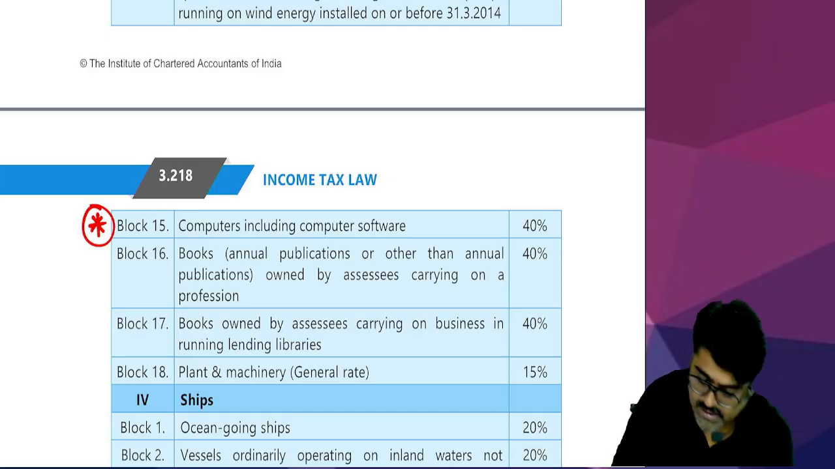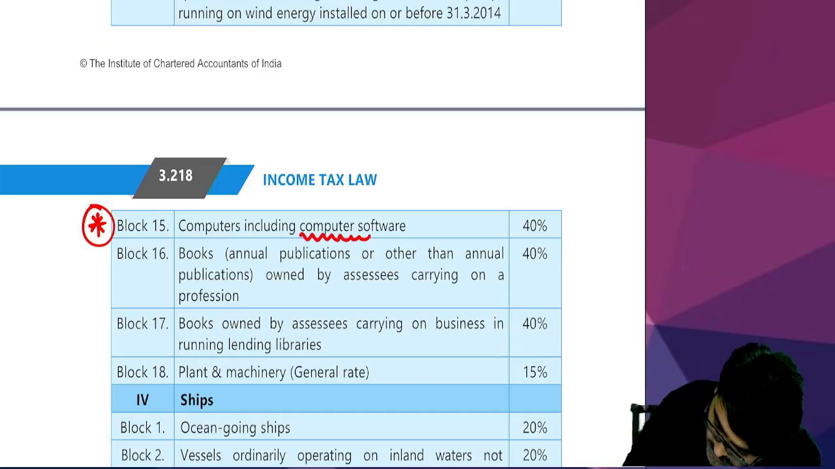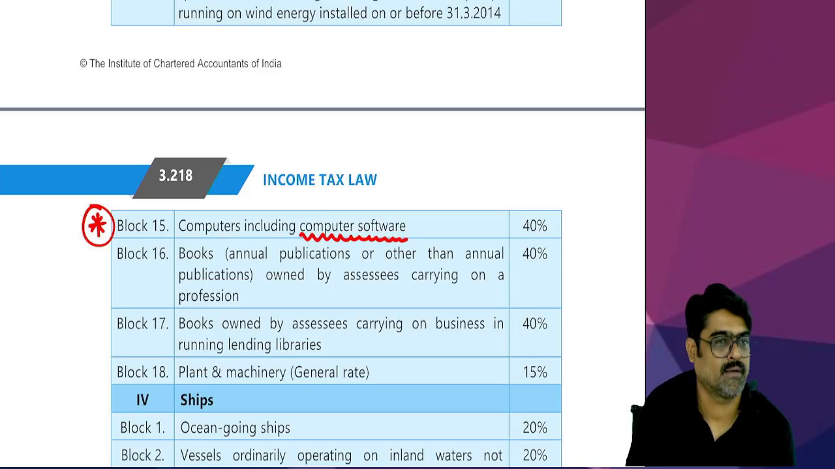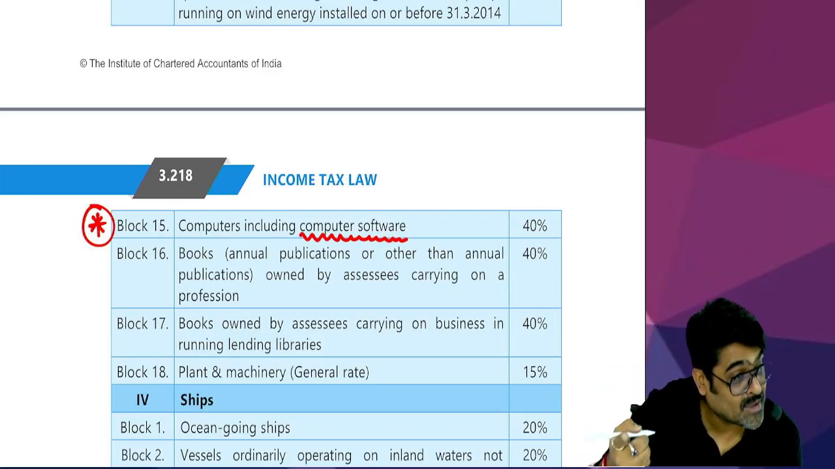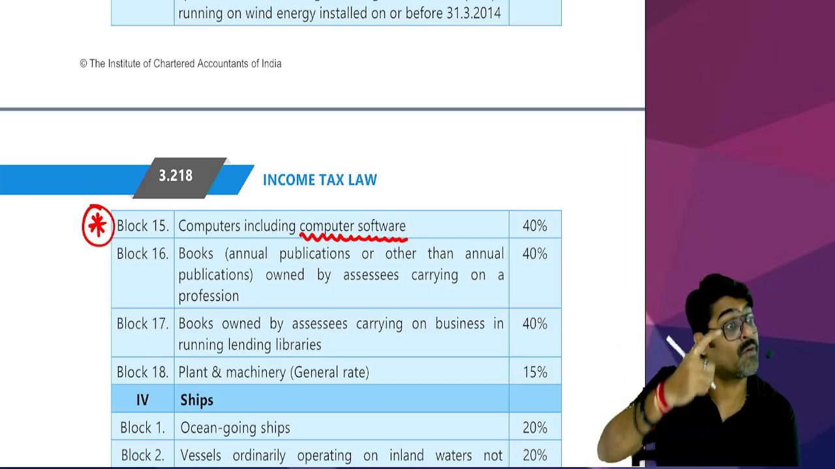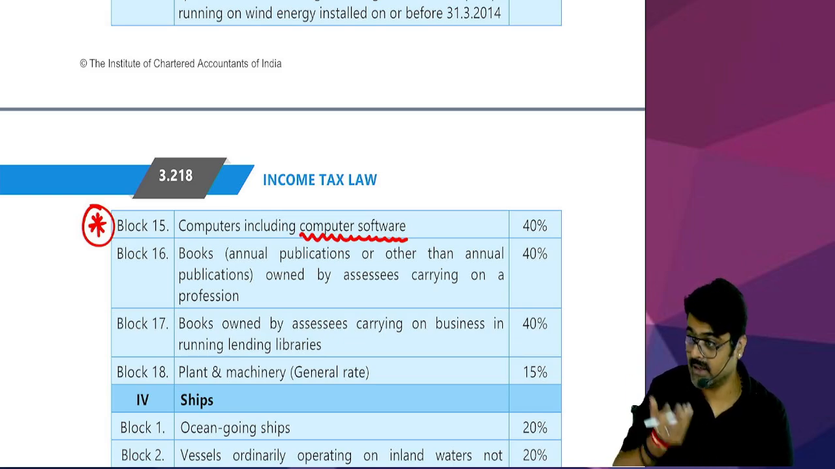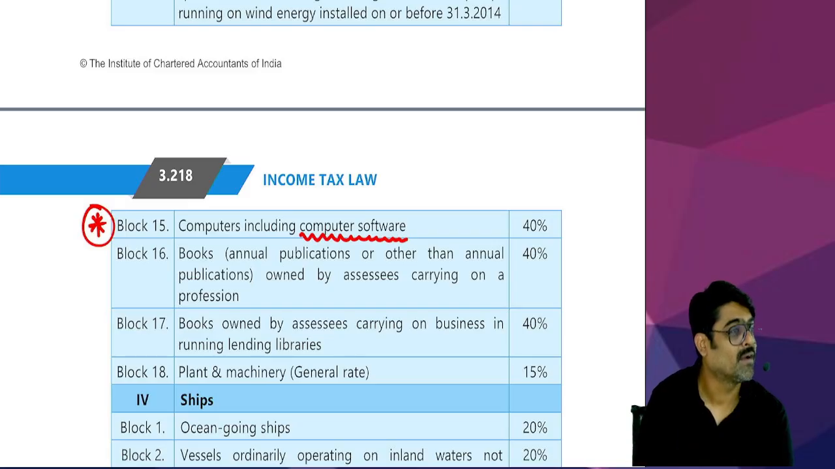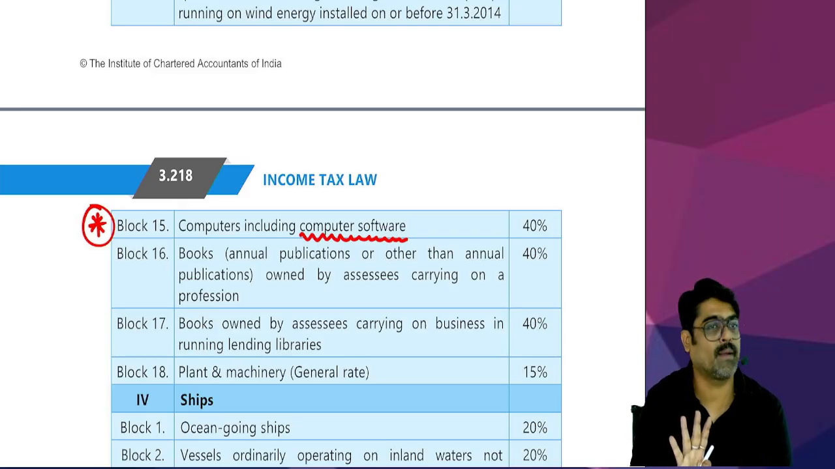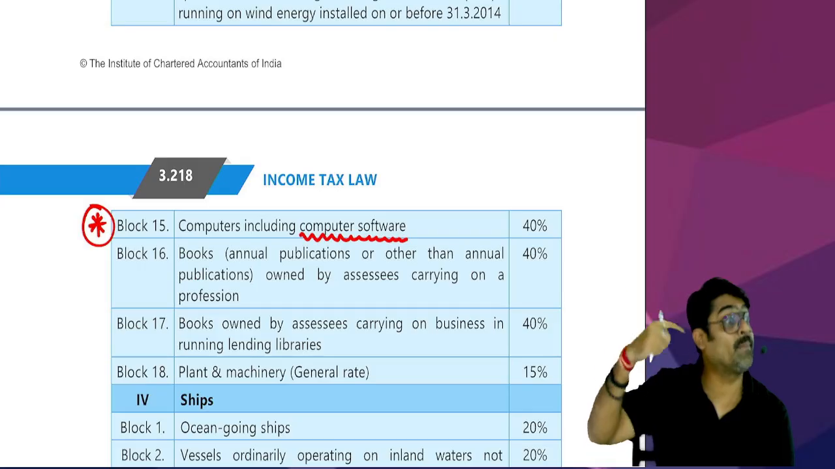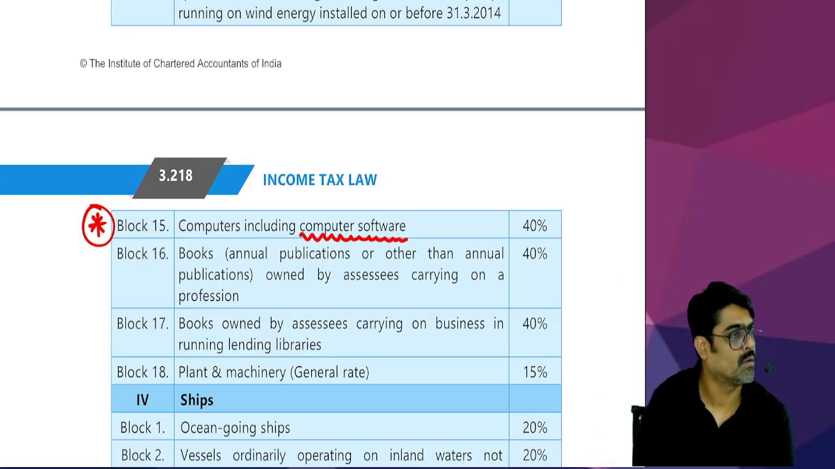By the way, computer software is an intangible asset. But don't put the computer software in the intangible asset block. Put it in the block of computers only, because you cannot use this software without computers. So it is an integral part of your computer system only. So if the computers are depreciated at 40% rate, computer software should also be depreciated at 40%. Don't put them in the intangible asset block.